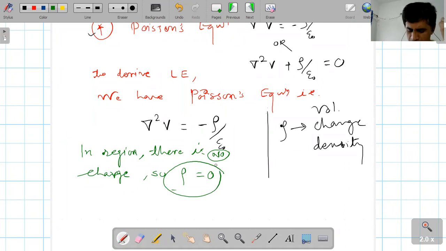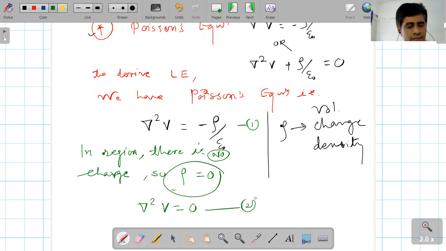Understood up to this level? Yes, sir. And if rho is 0, therefore your equation 1, which is Poisson's equation, can be written accordingly. Understood, dear student, up to this level? Hence, del square V equal to 0, and therefore equation 2 represents the Laplace equation.